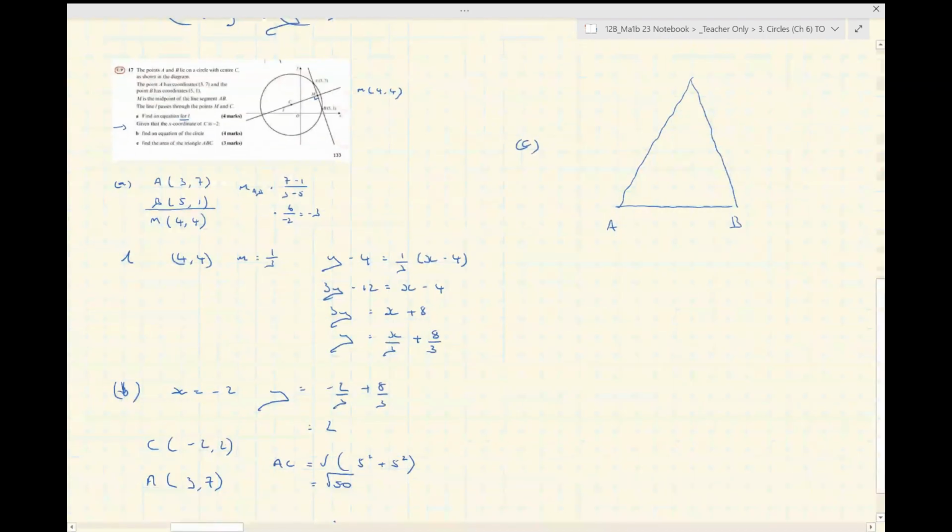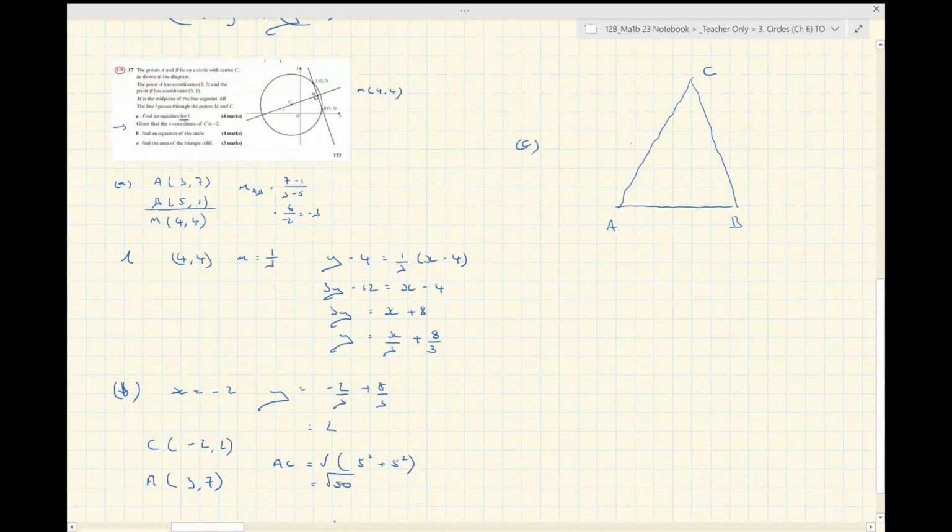Sorry, my thing stopped working. Try again. AC here is the radius of the circle. The radius of the circle is root 50. So that's root 50 there and root 50 there. I must find the area of this triangle, so it'd be useful to know its height, which I'll call h.